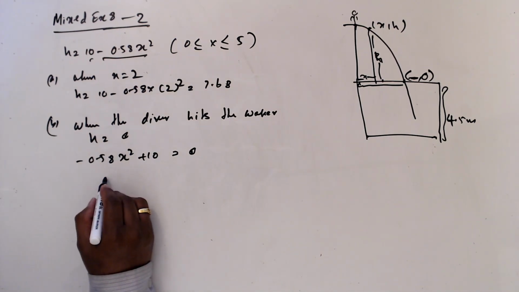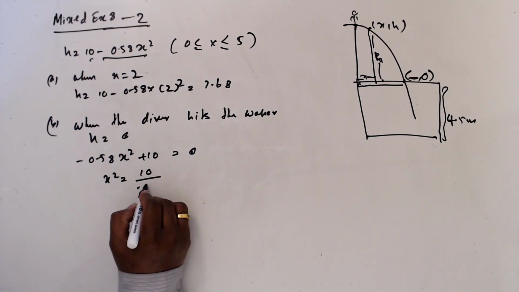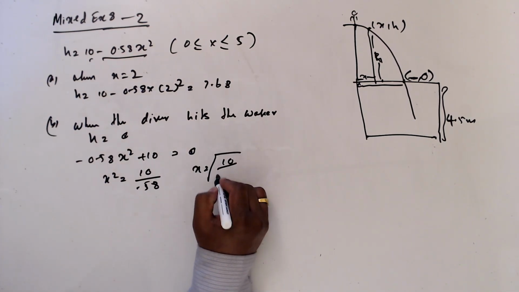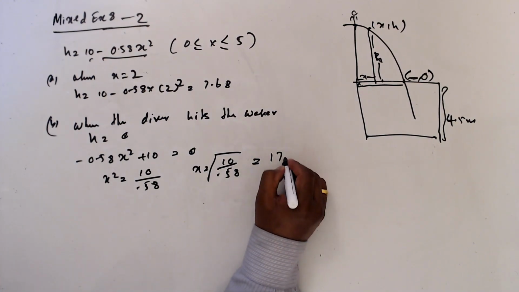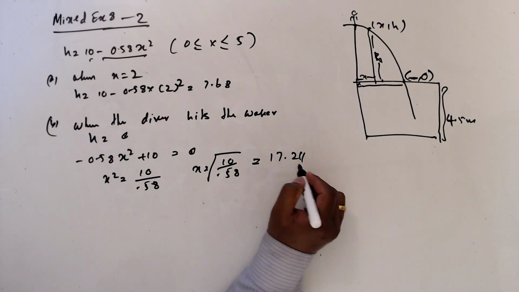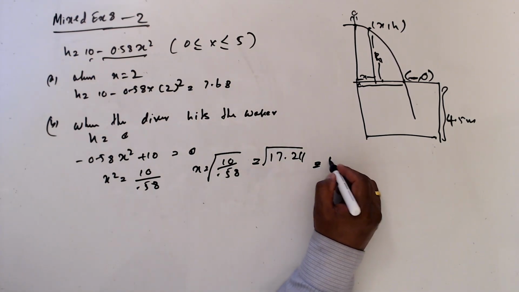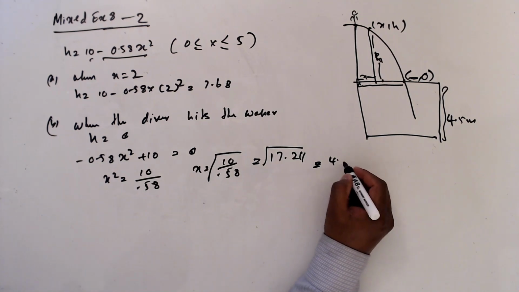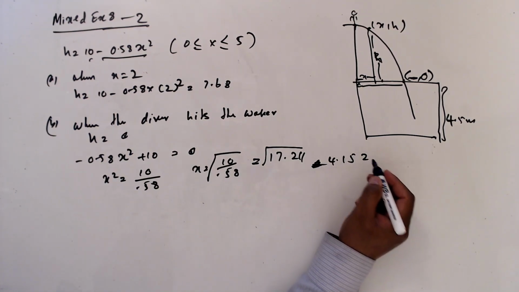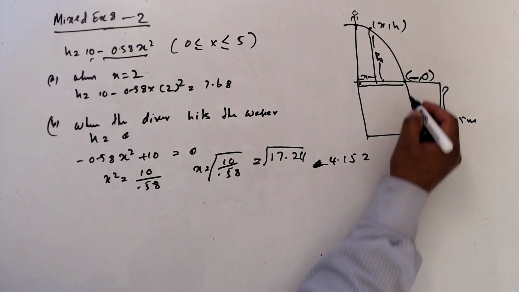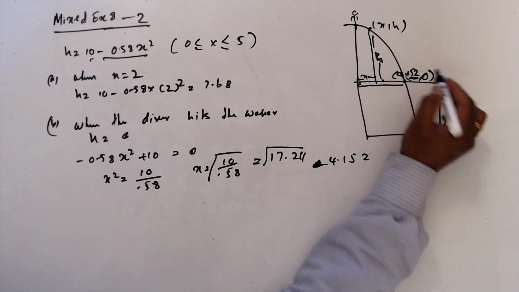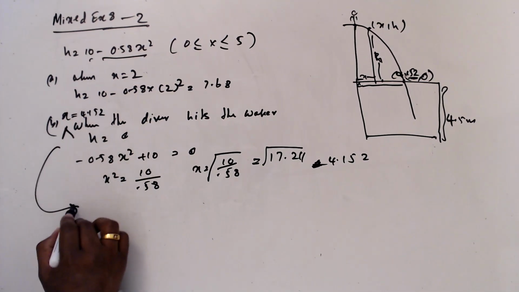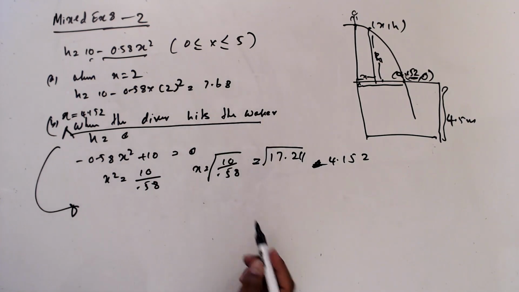Then actually x squared equals 10 divided by 0.58, and x equals the square root of 10 divided by 0.58. So we will get the square root of 17.24, that is going to be 4. So approximately this value is 4.152. So x equals 4.152. So we have right here x equals 4.15 when the diver hits the water.